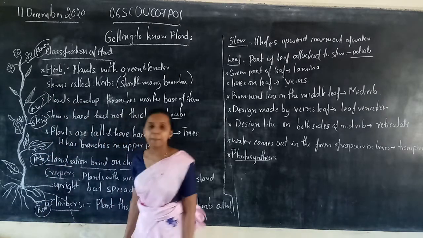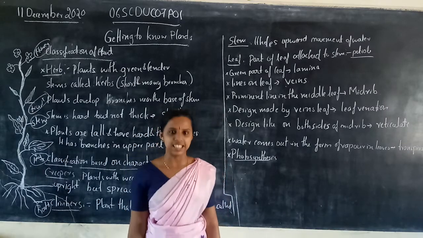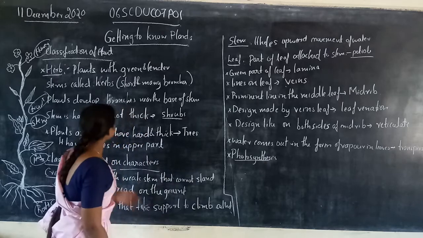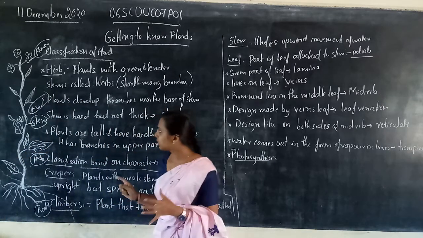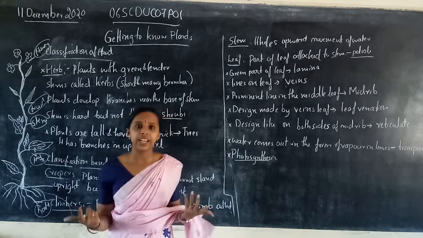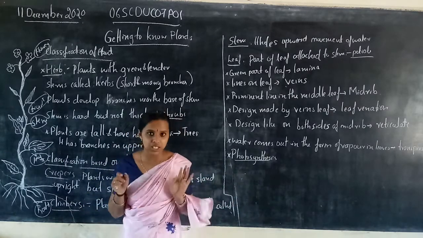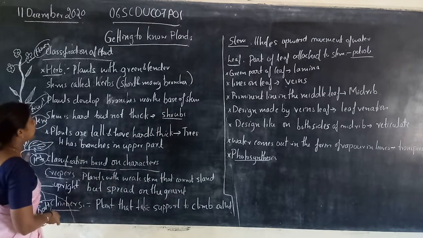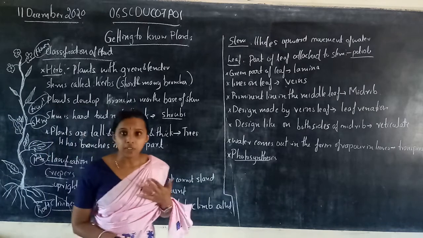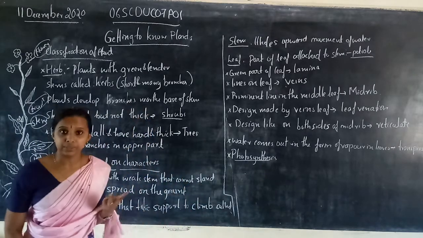So you know the parts of the plant. You studied them in an earlier class, right? Yes. In this class we study these parts in detail. First, the classification of plants. Based on their stem, we can classify them into three types.